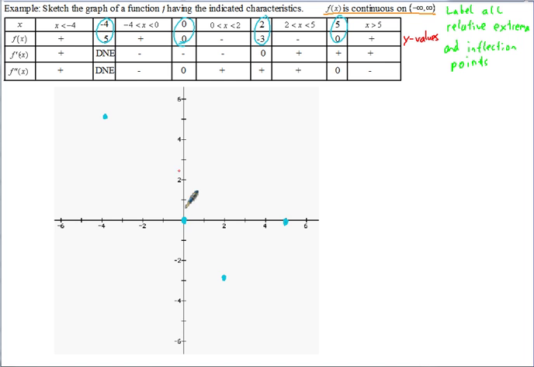Then, let's see what else we can figure out based on the first and second derivative. The first derivative, being positive or negative, will show us whether the original function is either increasing or decreasing. And the second derivative, being positive or negative, will tell us whether the original function is either concave down or concave up. All right, so if the first derivative is positive, that must mean the original function is increasing, f of x is increasing. And if the second derivative is positive, it's concave up.